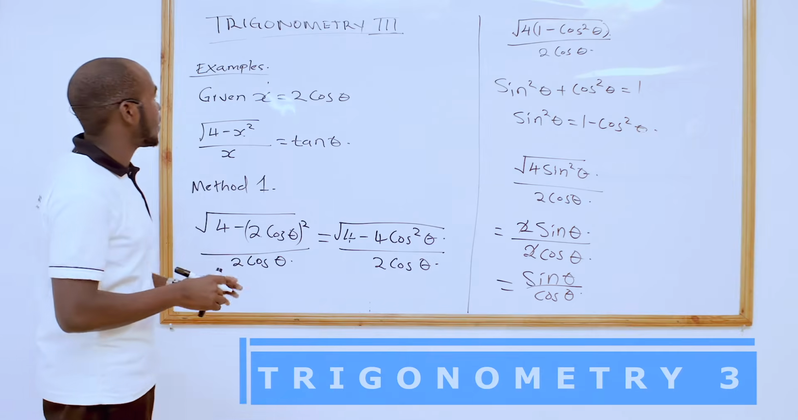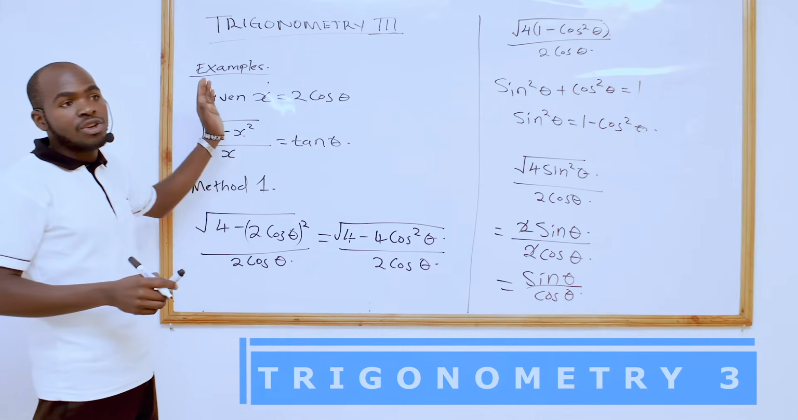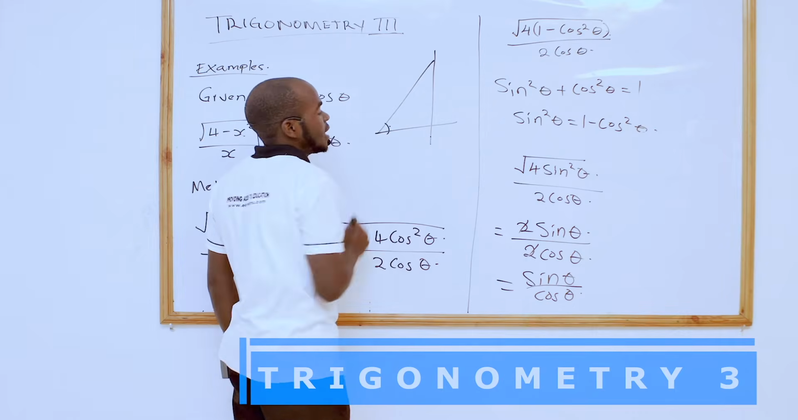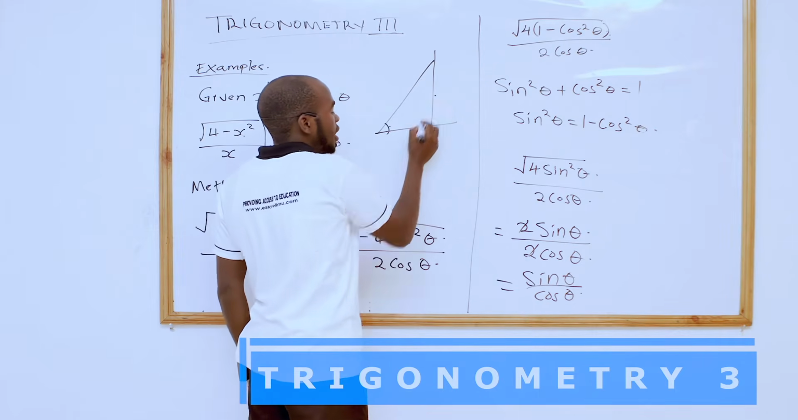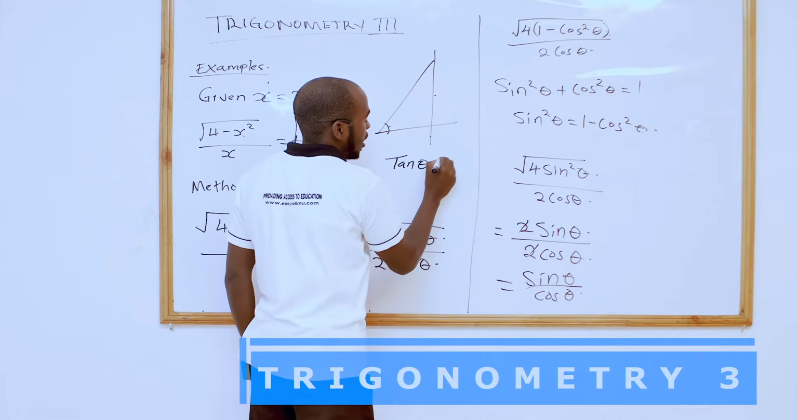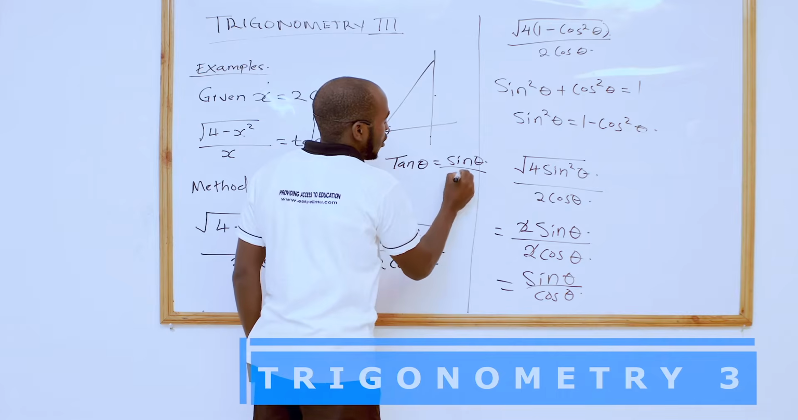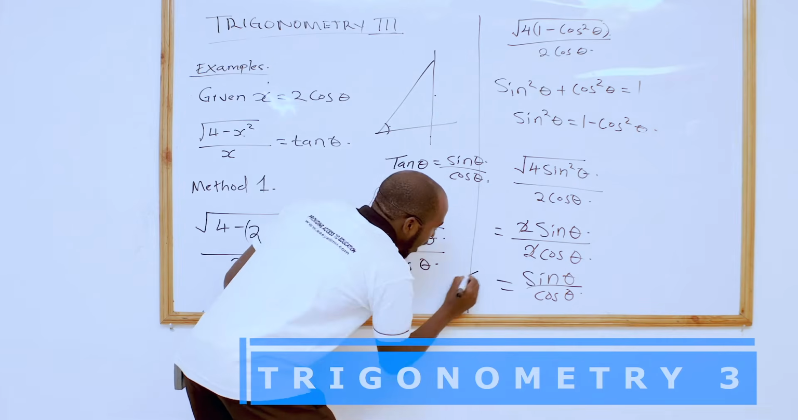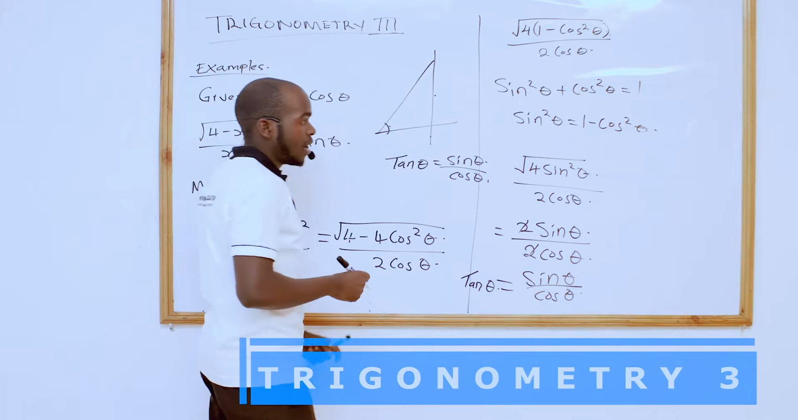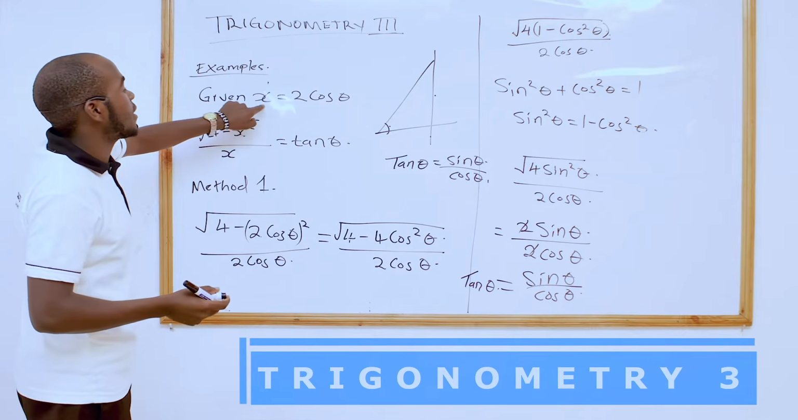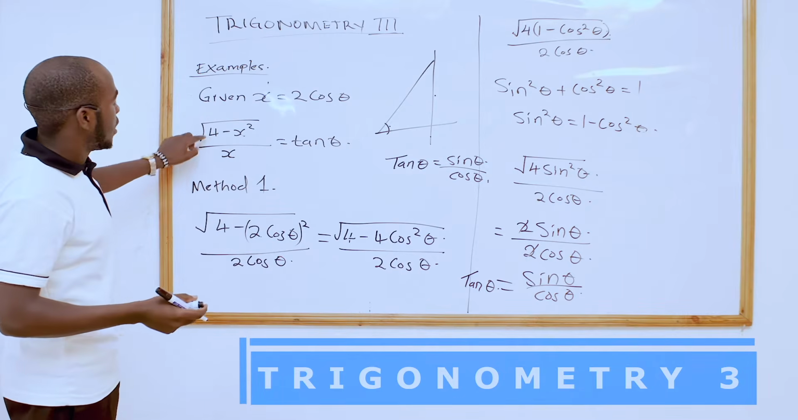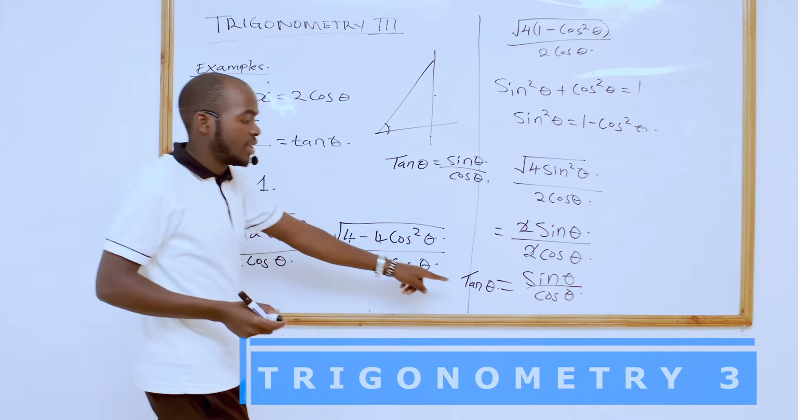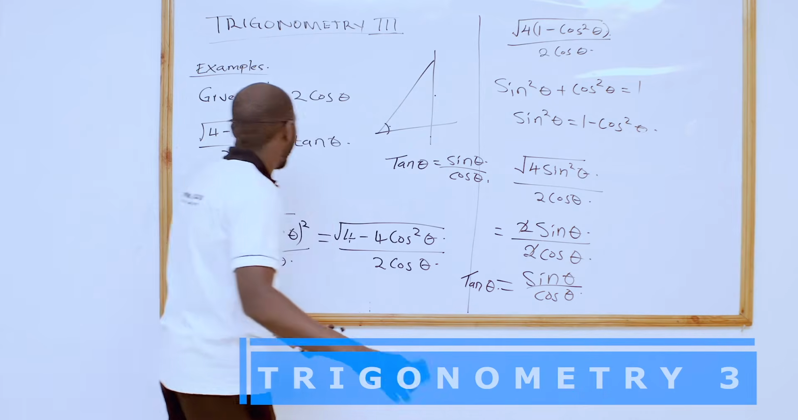But remember, from our first part, we said that if we take the tangent of an angle in a triangle, the tangent of that angle gave us sine theta over cos theta, which we have here. So if we have sine theta over cos theta, it's the same as the tangent of that angle. And we have proved that if x is equal to 2 cos theta, then the square root of 4 minus x squared, over x, should be tan theta. We have proved and we have found. That was the first method.